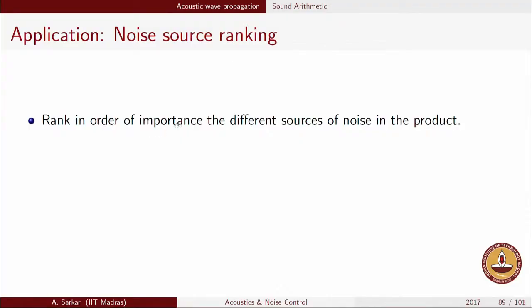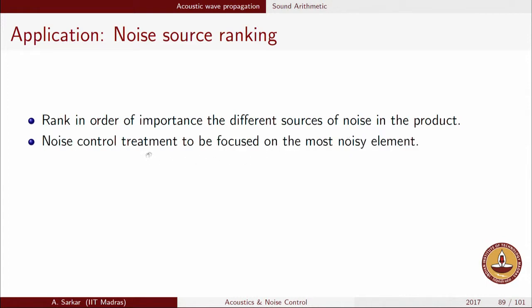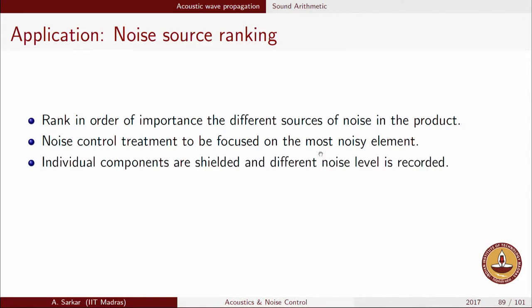So, ranking in order of importance of different sources of noise in the product is extremely important, because unless you do so, you will not be able to get any substantial gains as far as the total noise of the product is concerned. So, noise control treatment therefore has to be focused on the most noisy element, and you have to identify that in a particular process, which is what I would elaborate to you in a moment.